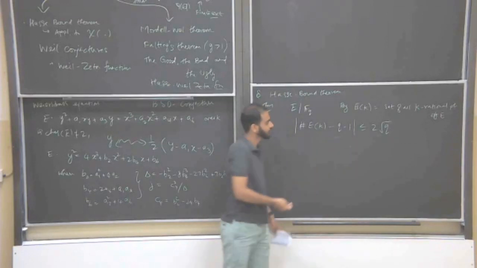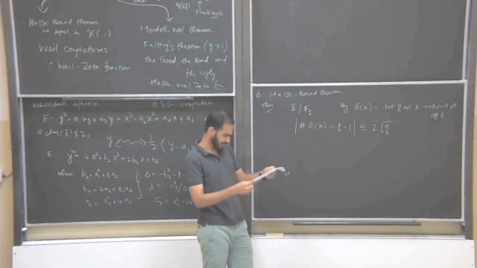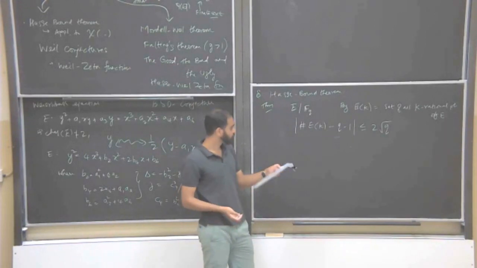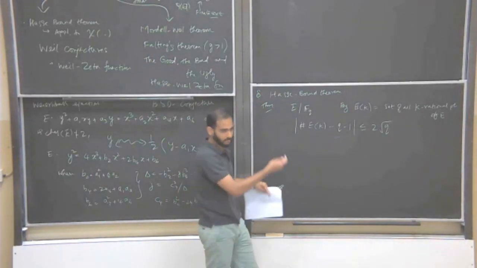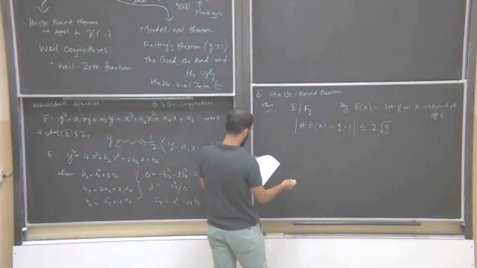This was conjectured by Emil Artin, and it was proved by Hasse in 1930.